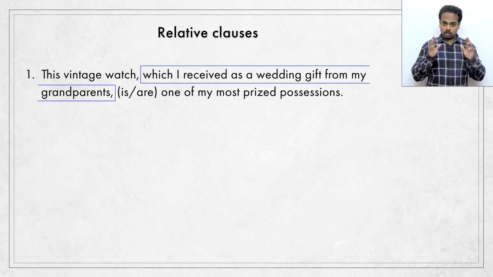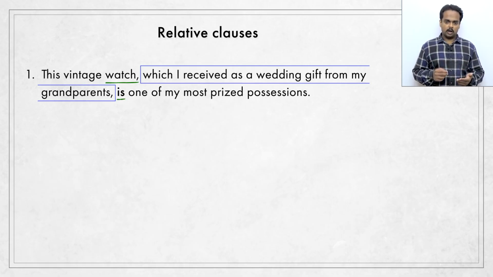So in fact, this whole clause acts like an adjective. For this reason, it's called an adjective clause. More commonly, it's referred to as a relative clause. So that means the real subject is watch. Grandparents is not the subject. The word watch is a singular noun. So this vintage watch, which I received as a wedding gift from my grandparents, is one of my most prized possessions. The verb is agrees with the subject, watch. Relative clauses usually start with words like who, which, that, where, or when. These words are called relative pronouns.